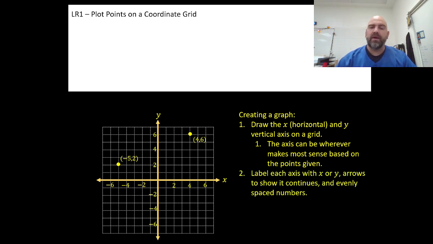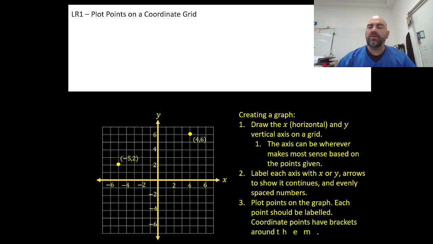You'll notice that I did mine right by the arrows. Make sure we have arrows to show that it is continuous, and evenly spaced numbers. In my case, I went up by ones. You might want to go up by 2s or 3s or 5s, depending on the size of the numbers that you need to place onto the grid.